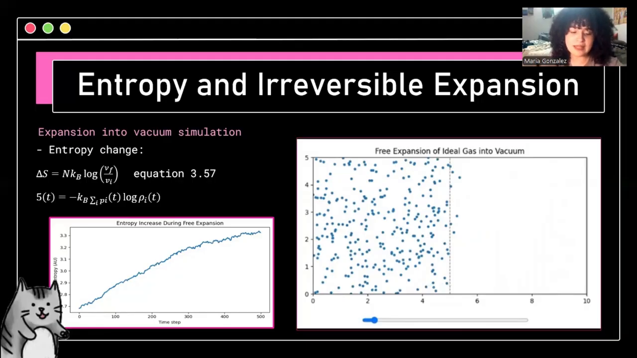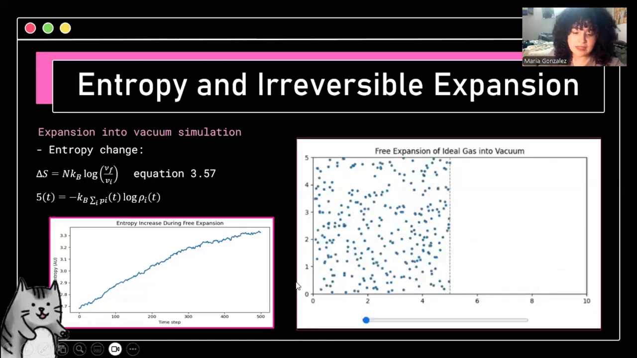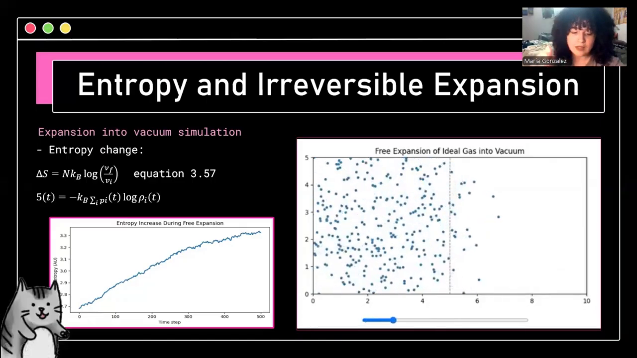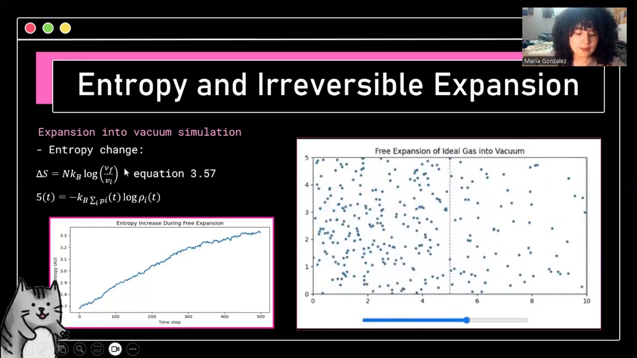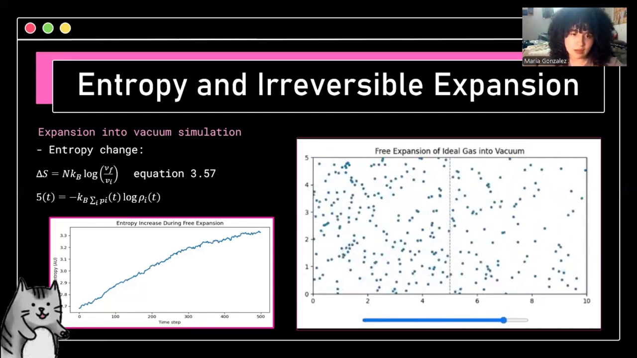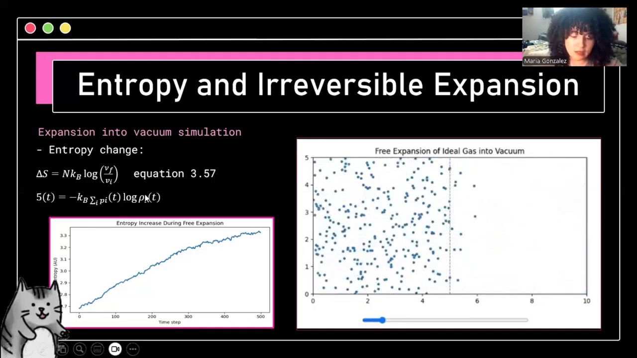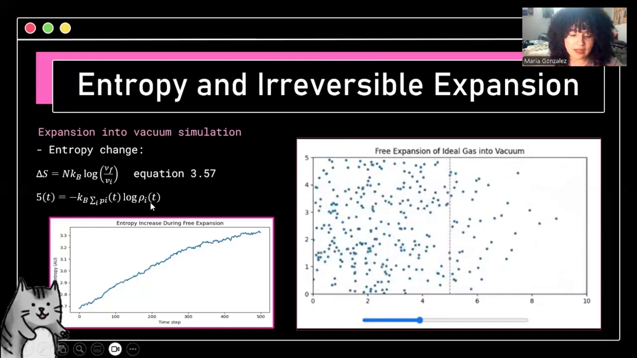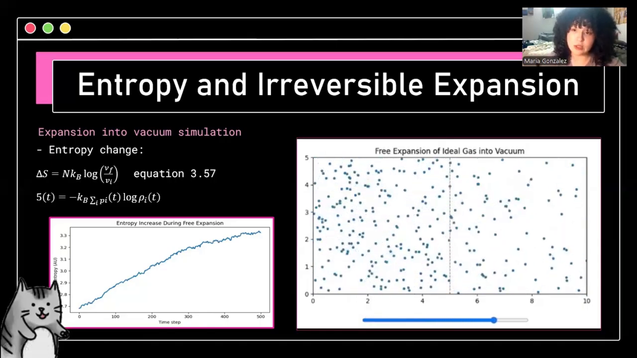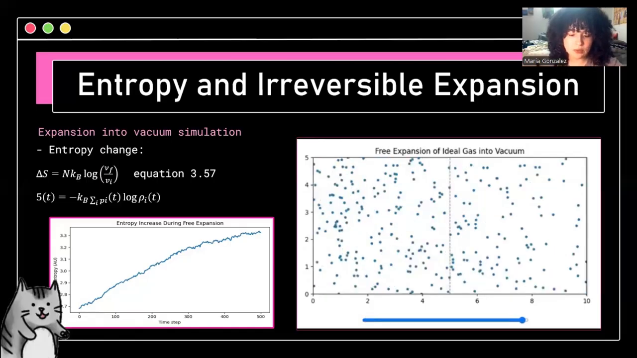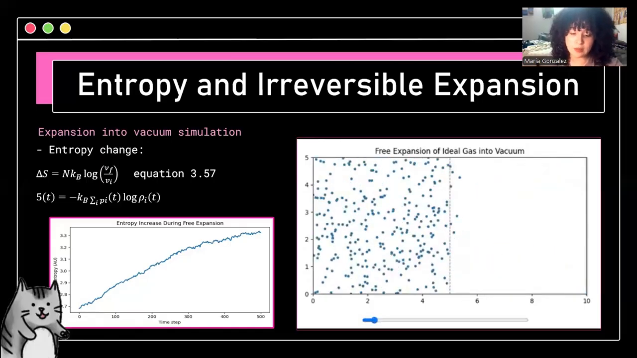So we visualize this numerically by dividing the box into a grid and calculating the entropy at each time step using this formula right here, where rho_i is just the fraction of the particles in each grid cell. Early on, particles are concentrated in just a few cells, so entropy is low. But as the system evolves, the particle distribution becomes more uniform, rho_i becomes more evenly spread, and the entropy increases until it levels off, indicating equilibrium.